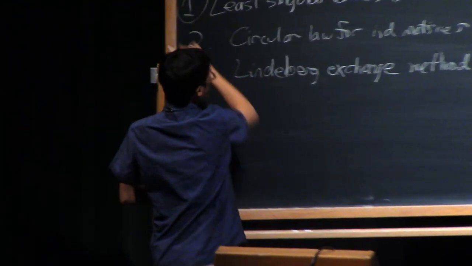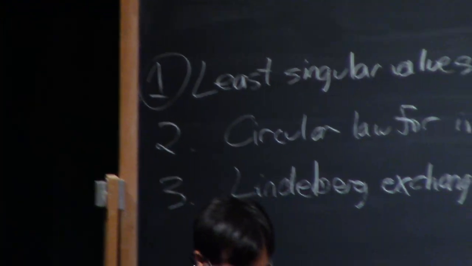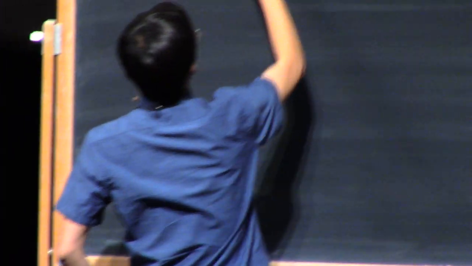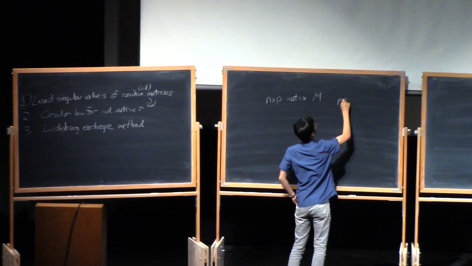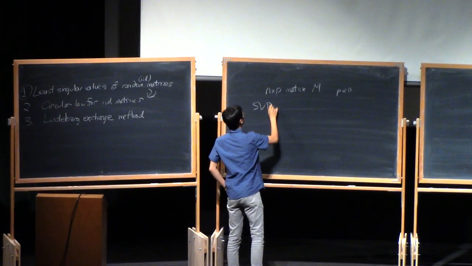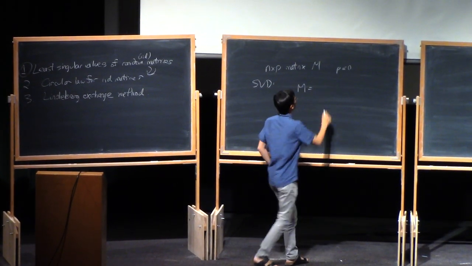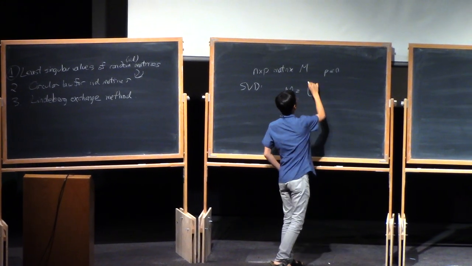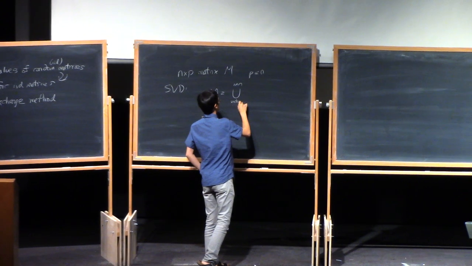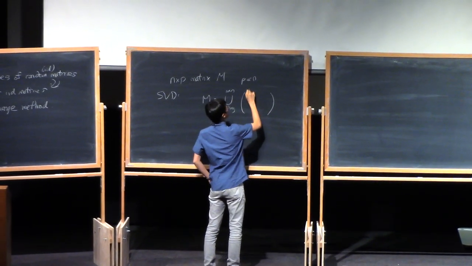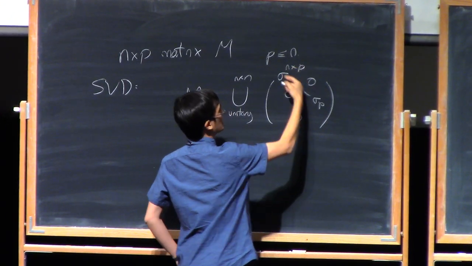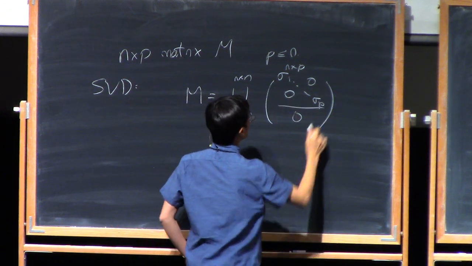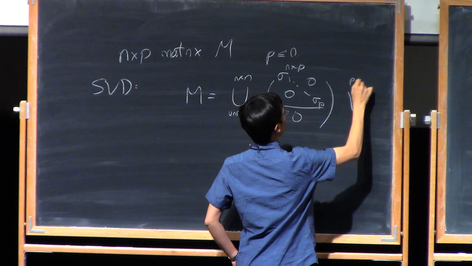But today, in the first two lectures, I think we'll be focusing on least singular values. So you all know the singular value decomposition, hopefully. If you have an N by P matrix M of, say, complex numbers, and let's say P is less than N, then we have a singular value decomposition. M can always be factored as the product of a unitary matrix, N by N, times a diagonal matrix, or as diagonal as you can, given that it's rectangular. So it'll be an N by P matrix, diagonal in the P by P block, and then a big block of zeros, and then another P by P unitary matrix.